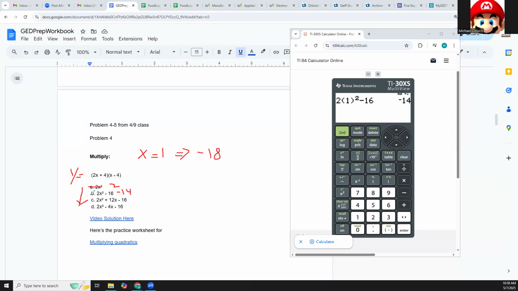And you don't have to take notes like this. I'm just doing it to be abundantly clear with you. This third one, 2 times 1 to the second power plus 12 times 1 minus 16. Negative 2. Nope, not that one. So last but not least, this is good because it gives us a chance to see this over and over again.